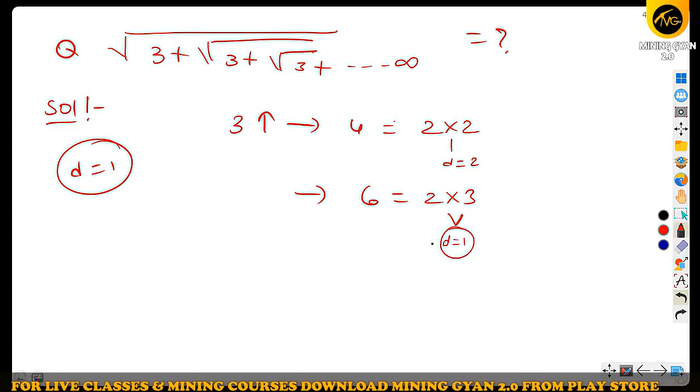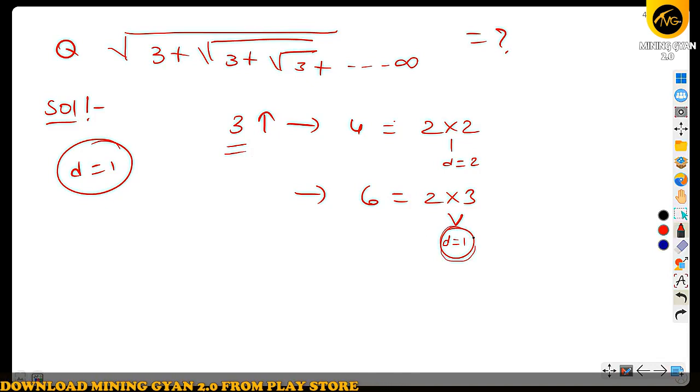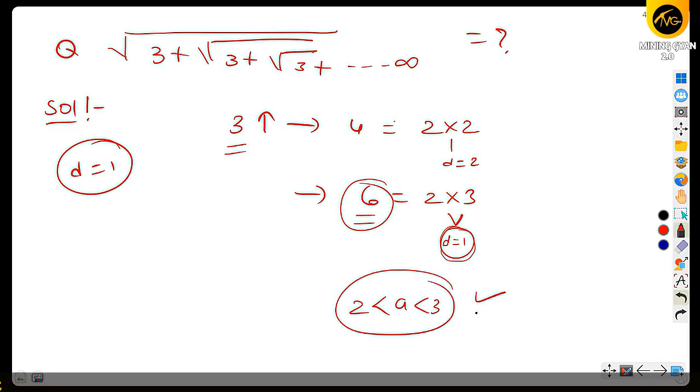Okay, so this is the second rule to use the bigger number. If the difference is 2, we cannot use it as factors of the bigger number of the given number. Just remember, the difference will be 1 between their factors. So 2 into 3 is the factor pair which can be used in this case. So we can use 6 as the bigger number of 3. That means we can write 2 less than a less than 3. That is the answer to this type of question.